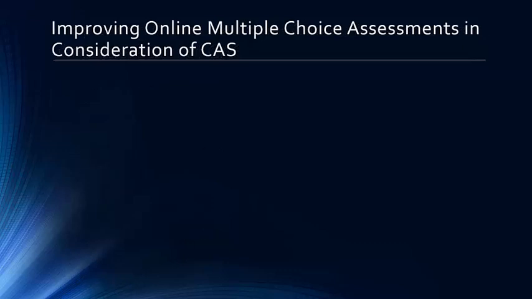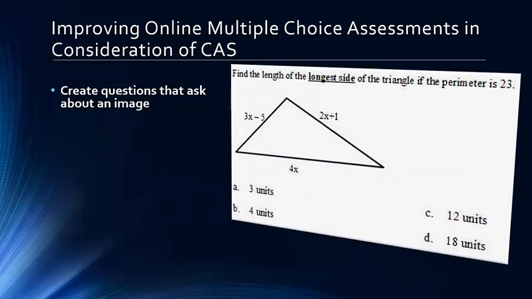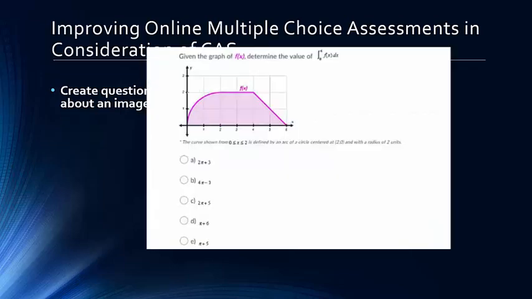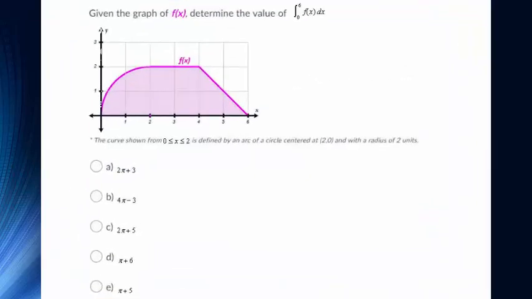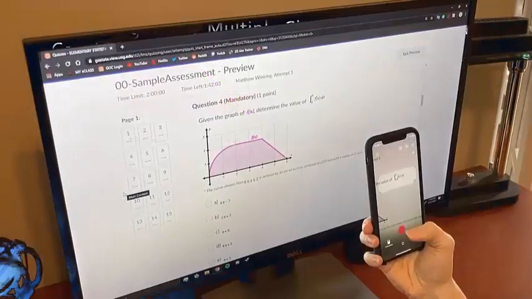Here are some more strategies that prevent computer algebraic systems from providing a direct solution. Consider creating questions that ask about an image. Most CAS systems can't interpret graphs or images as part of the question prompt. In the two examples shown, neither can be imported easily into a CAS as shown. In the second example, it suggests, given the graph of f of x, determine the value of the integral from 0 to 6 of f of x shown.